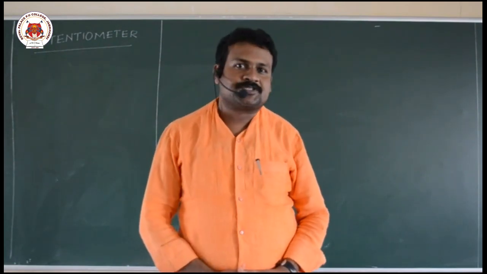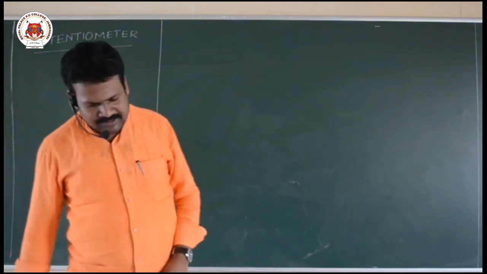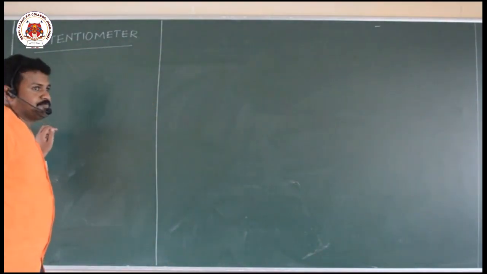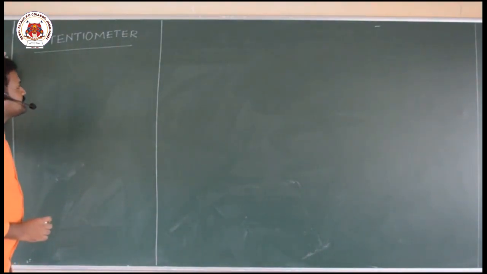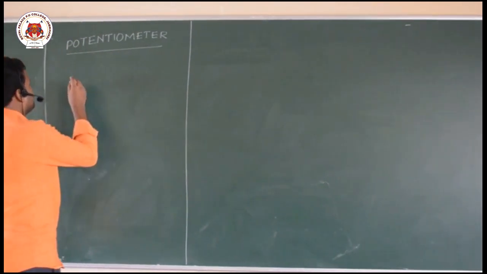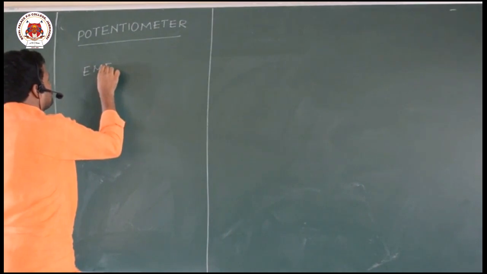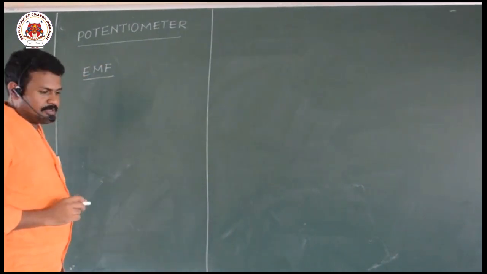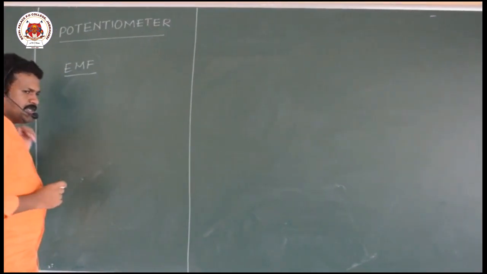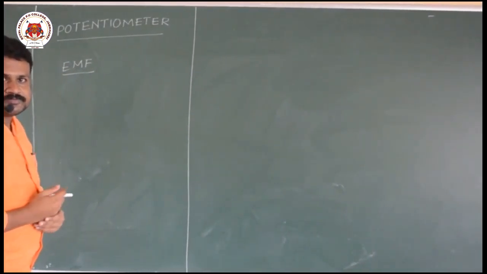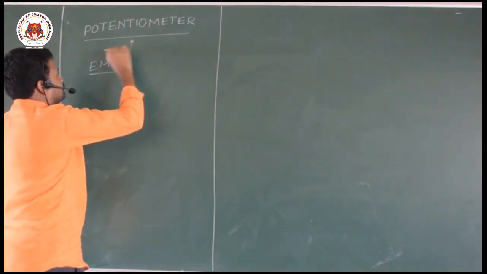Today I am going to discuss potentiometer. So let us discuss potentiometer now. This is a device which measures the EMF of a cell. It is going to measure the electromotive force of a cell. We can measure potential difference by using a voltmeter, but to measure EMF we have to use a potentiometer only.